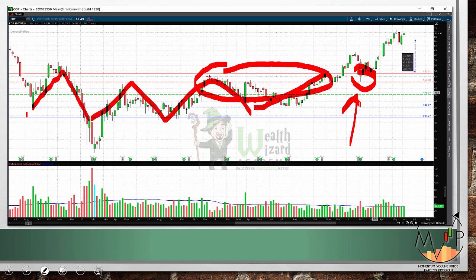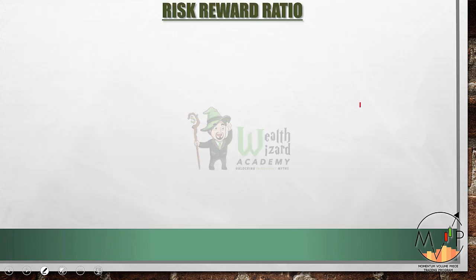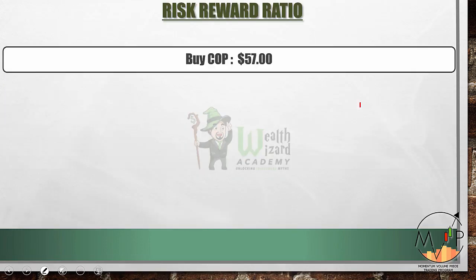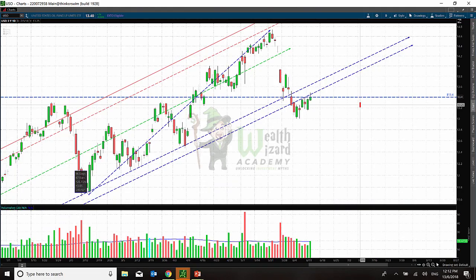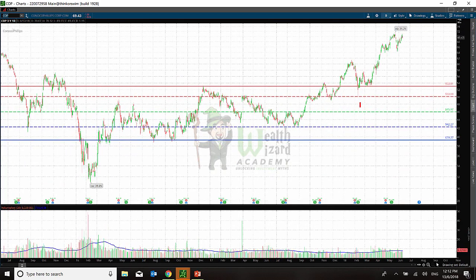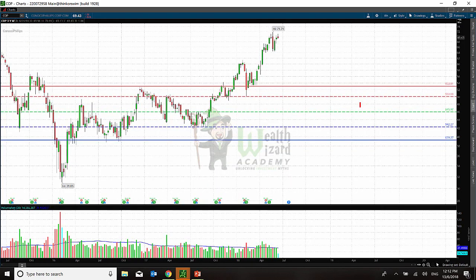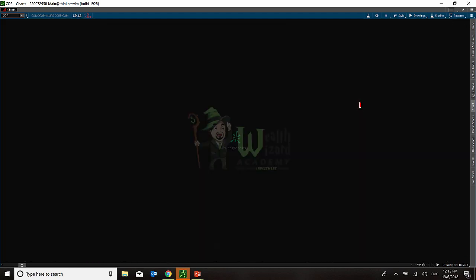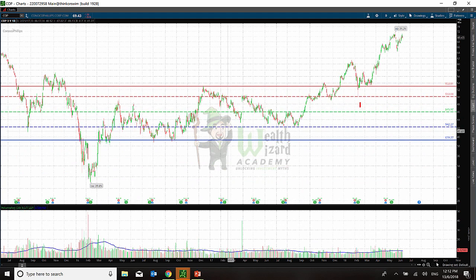So this is how we calculate it. So moving on, let's just assume we buy COP at $57. Why do we buy COP at $57? I'm going to show it over here. So let's just look at it from the weekly. So you have all this sideways, or even if you look at it from the daily, you have all this sideways moving channel.